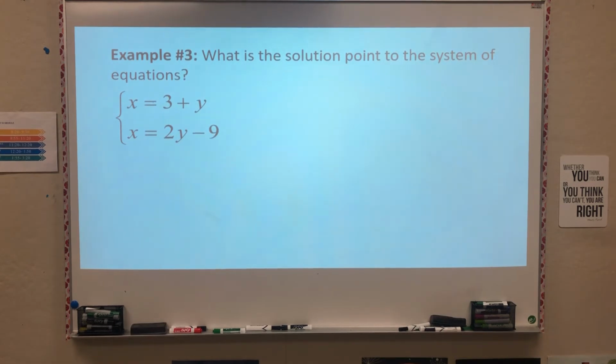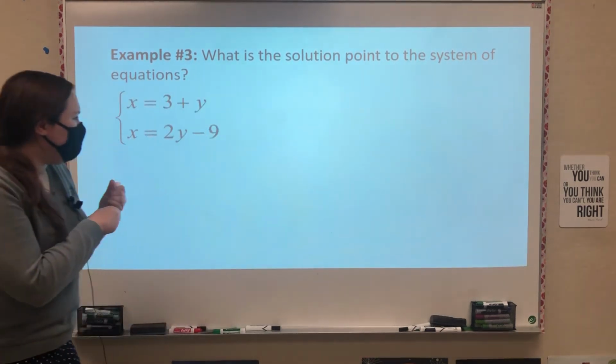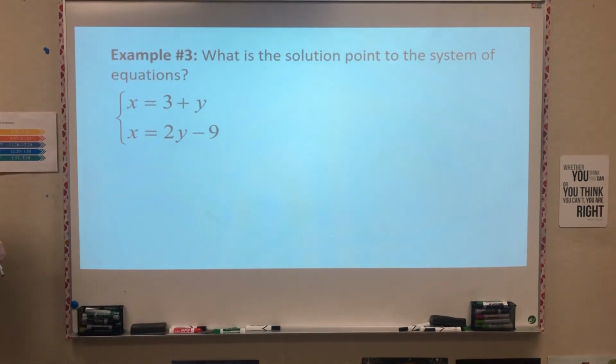The last one looks like this. Same question, what's the solution point? We've got our system of equations. What do you think we're going to do? I guess x equals 3 plus y, but x also equals 2y minus 9. So I guess you could just take one of them and put them into the other one. So you could do 3 plus y equals 2y minus 9.